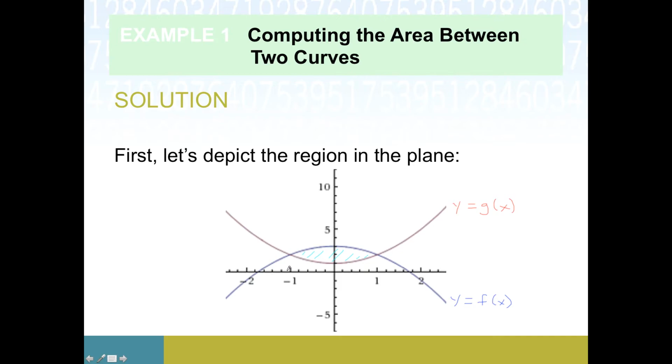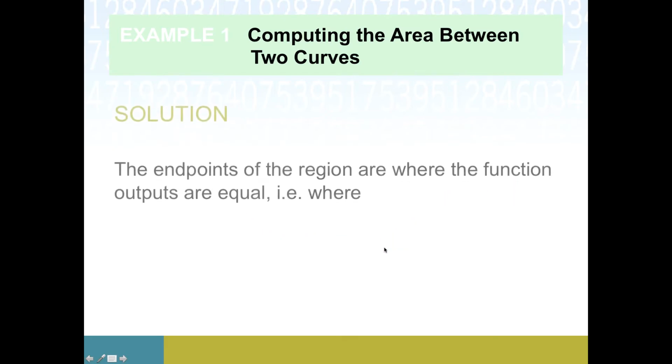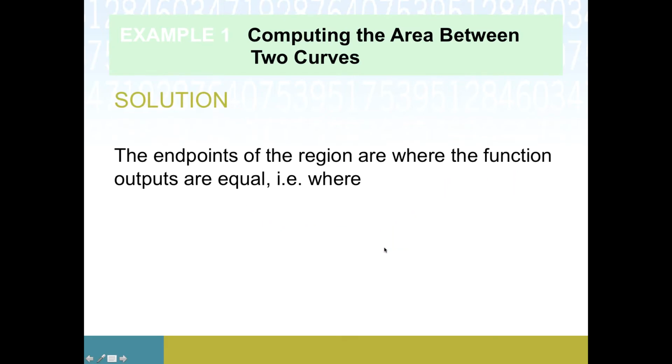The only thing that's missing would be the limits of integration. That is, what are the low and high values that we work from on our x values. From the graph, it looks like we're pretty close to -1 and 1, but we can algebraically verify that, and that's a good thing to do just in case. The endpoints of this region basically occur where the outputs of these functions are equal. So we're really solving f of x equals g of x.